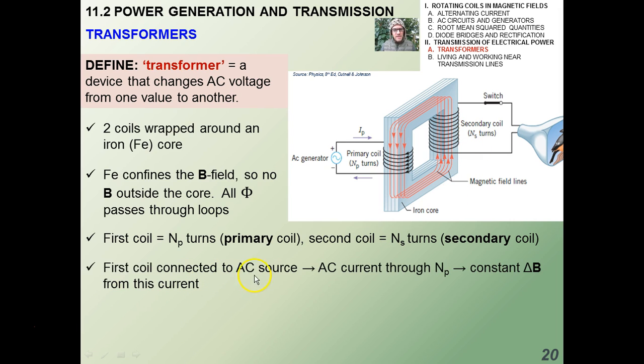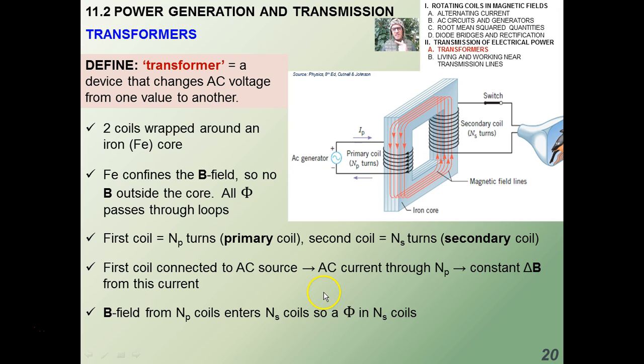The first coil is connected to an AC source, okay? So we have an alternating current going through that wire back and forth, back and forth. So we get a constant change in a magnetic field from this current, right? In this diagram, it would be going up and down, up and down, okay?